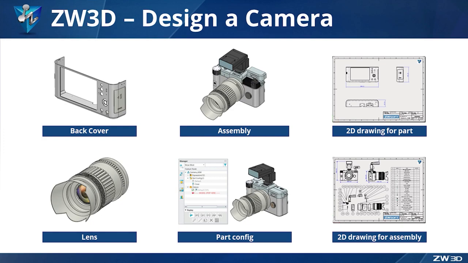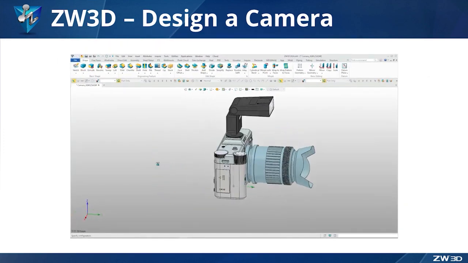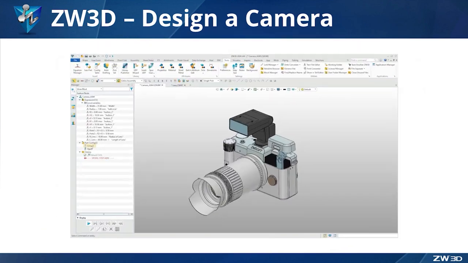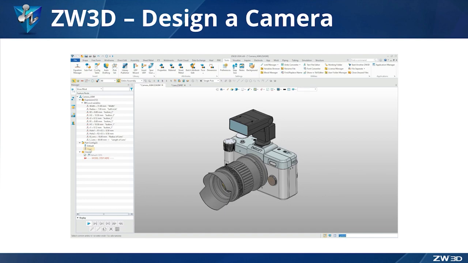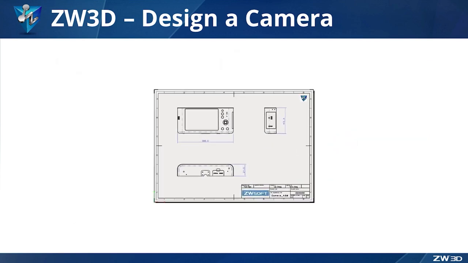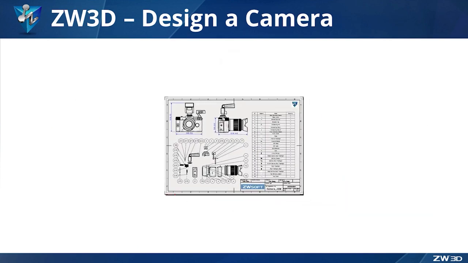Then, we completed the assembly design to make all the parts as a component. Next, we applied different configs of the camera, so that we can switch between various design schemes. At the end of the design, we created 2D drawings based on the 3D model. Dimension, annotation, and the BOM table can be easily added to the drawing.